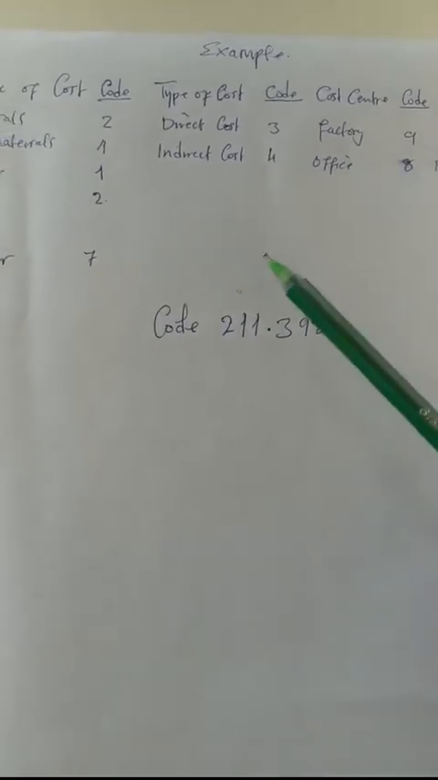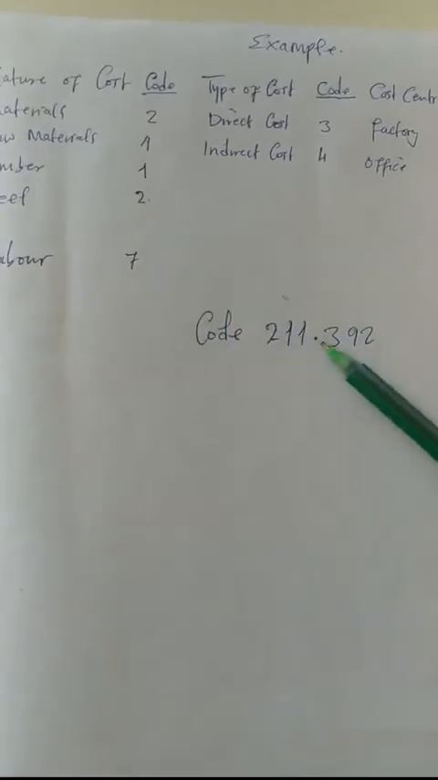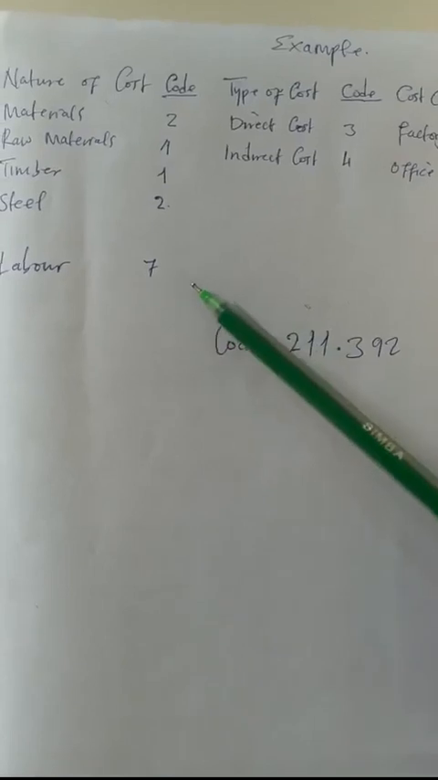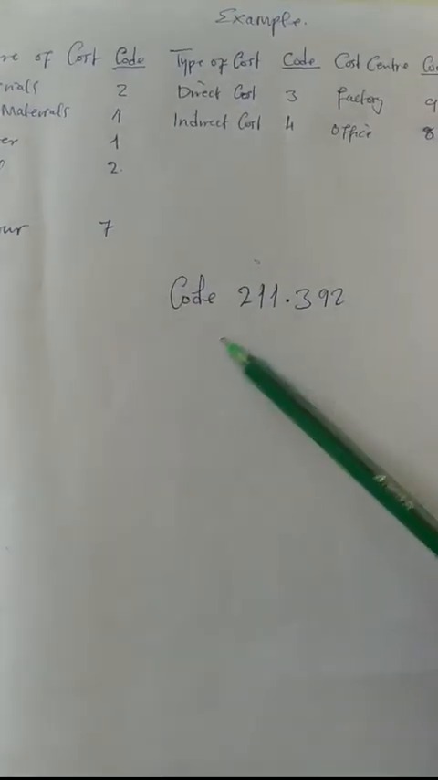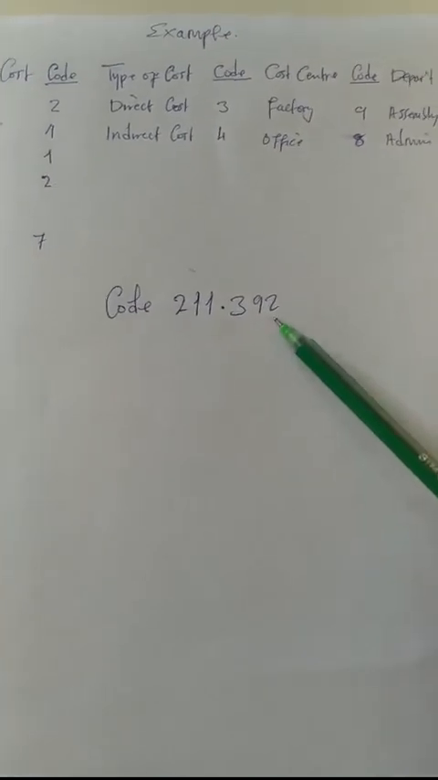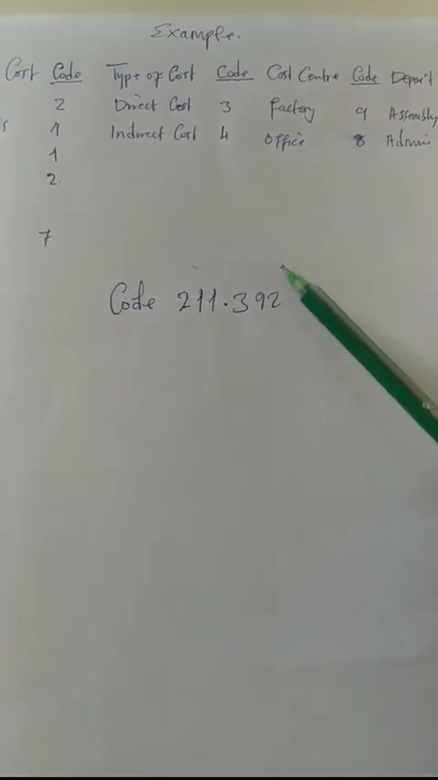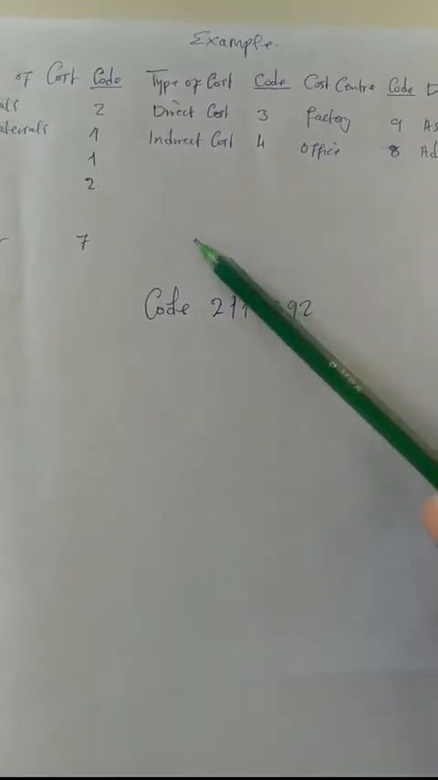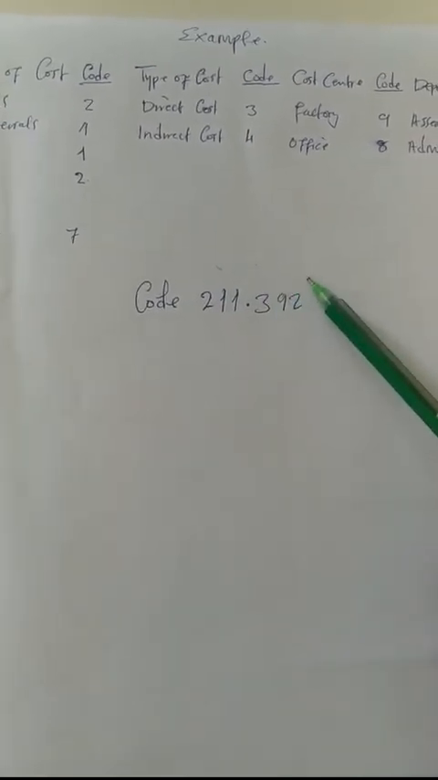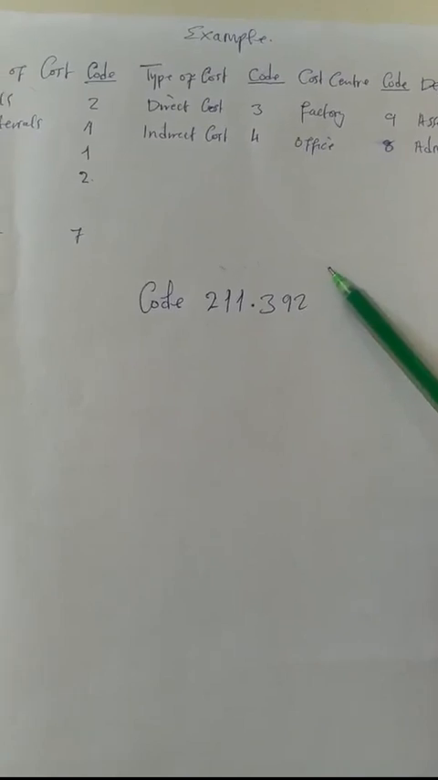So that's an example I had. It is simple, just to demonstrate how codes are made. The length is basically up to the company and the classifications that you have about your costs. I hope you've gotten something from this example.